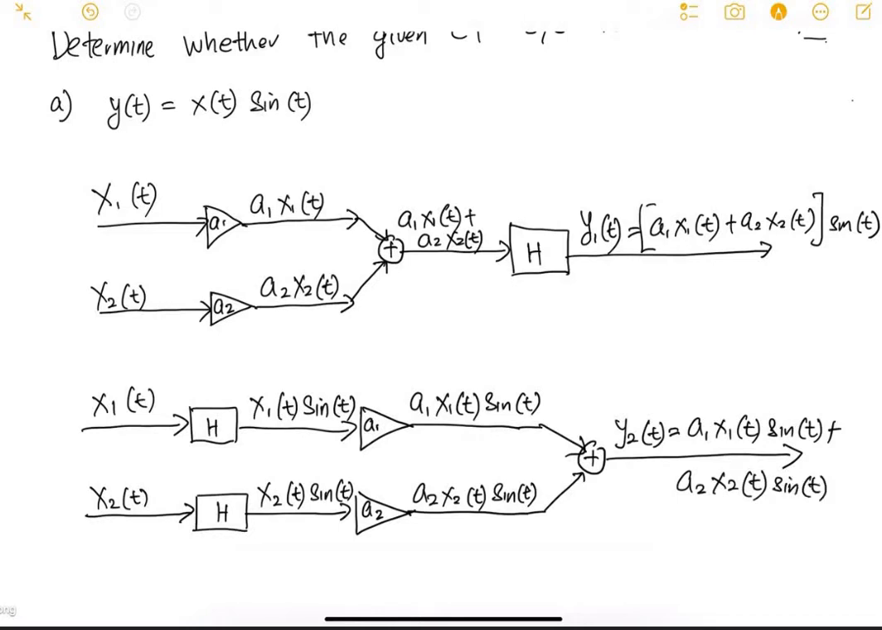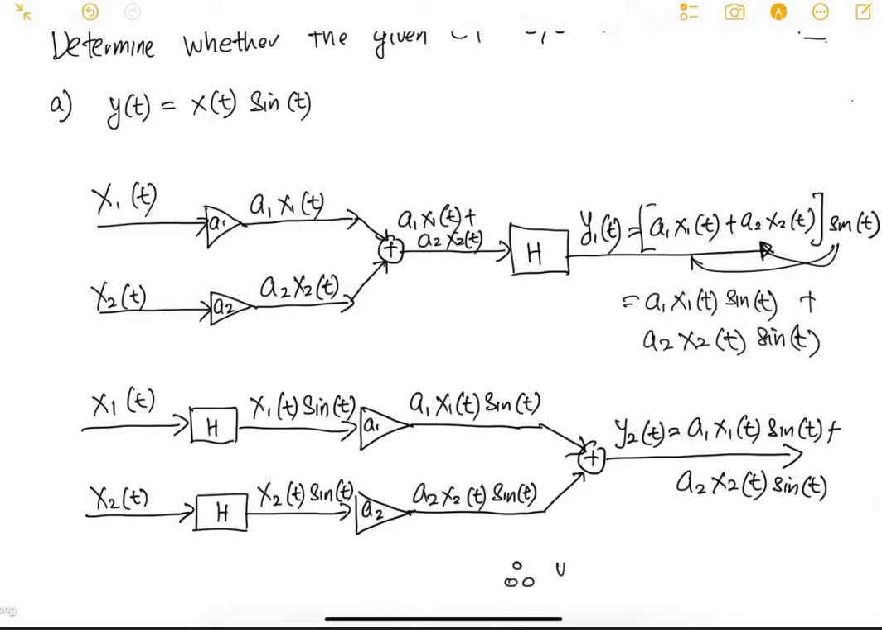Now let's compare y1 and y2. Is it the same? Same, right? For the first one, y1(t), you can multiply in, and you also get a1 x1(t) sin t plus a2 x2(t) sin t, which is the same as y2(t). Therefore, y1(t) equals y2(t), which is linear. So this question is linear.